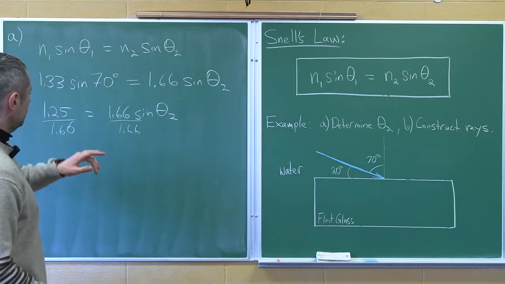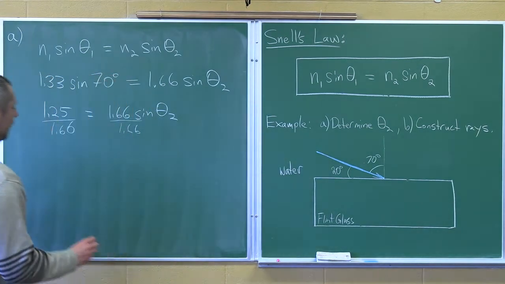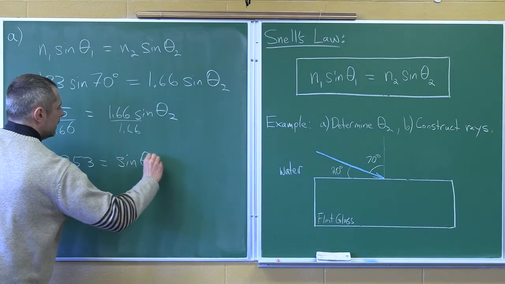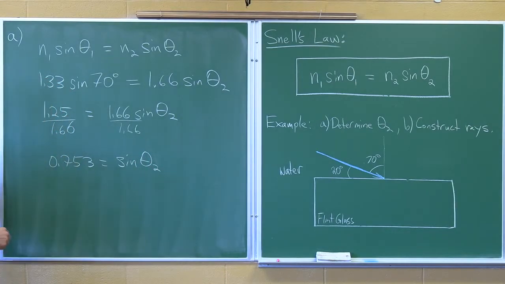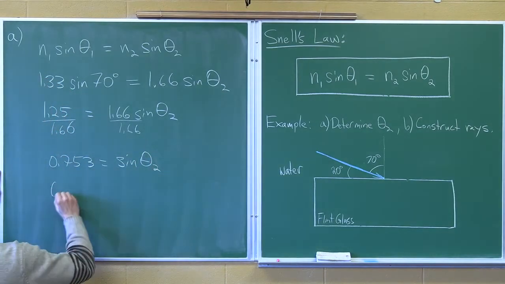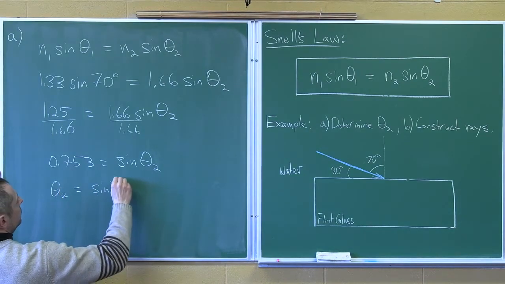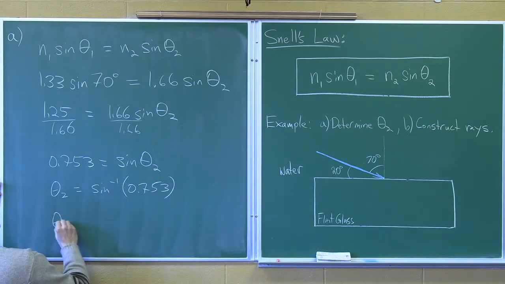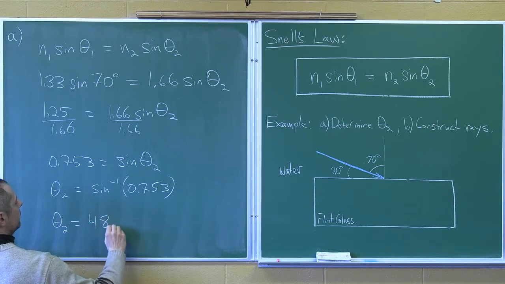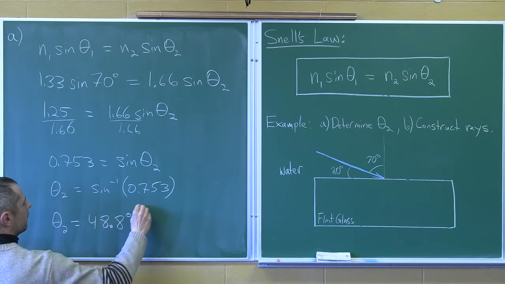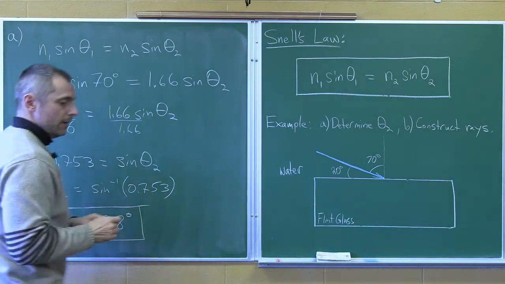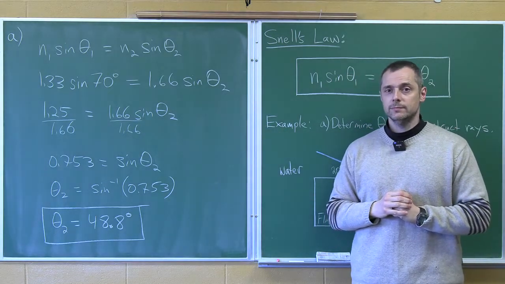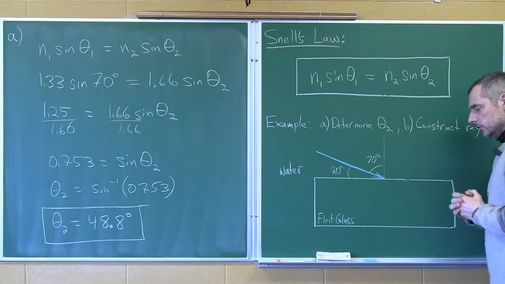All right, so then this, when you divide it out, comes out to be 0.753 equals sine theta 2. And then what we have to do is the inverse sine of both sides, theta 2. I don't even have to write this, but I just want you to have it in your notes so you see where it came from. And punch that on the calculator, and you get 48.8 degrees. There it is. Okay, so let me create a pause to give you a chance to catch up with these notes if you need it. Okay, next thing, part B, construct the rays.